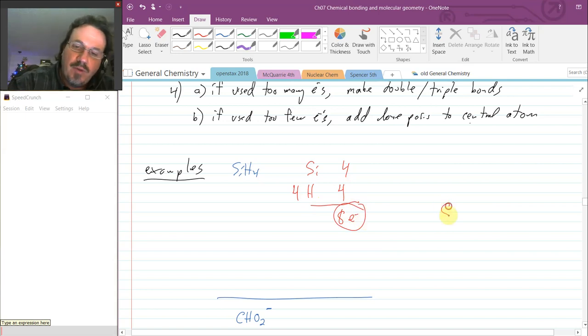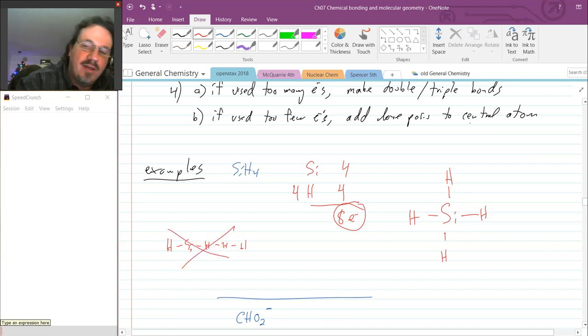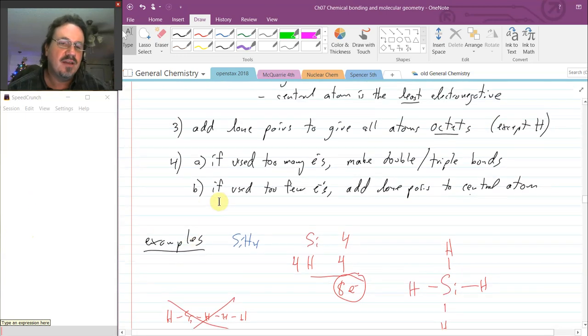Alright, arrange them symmetrically with single bonds connecting everything. That's step 2. Symmetric, so yeah, I could do it some weird way like H, Si, H, H, H, but that's not symmetric at all. No, we're not going to do that. Do it nice and symmetrically like this, and put everything with single bonds.